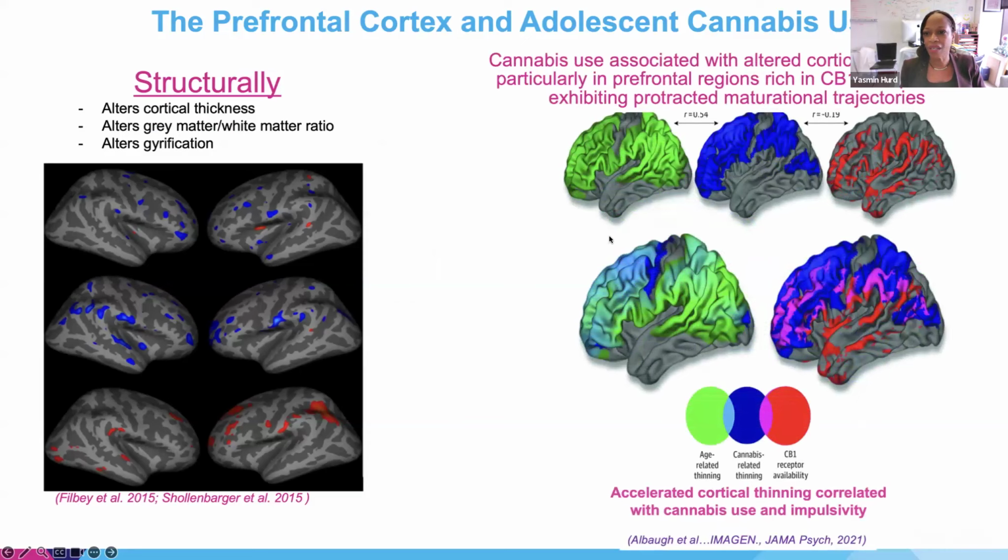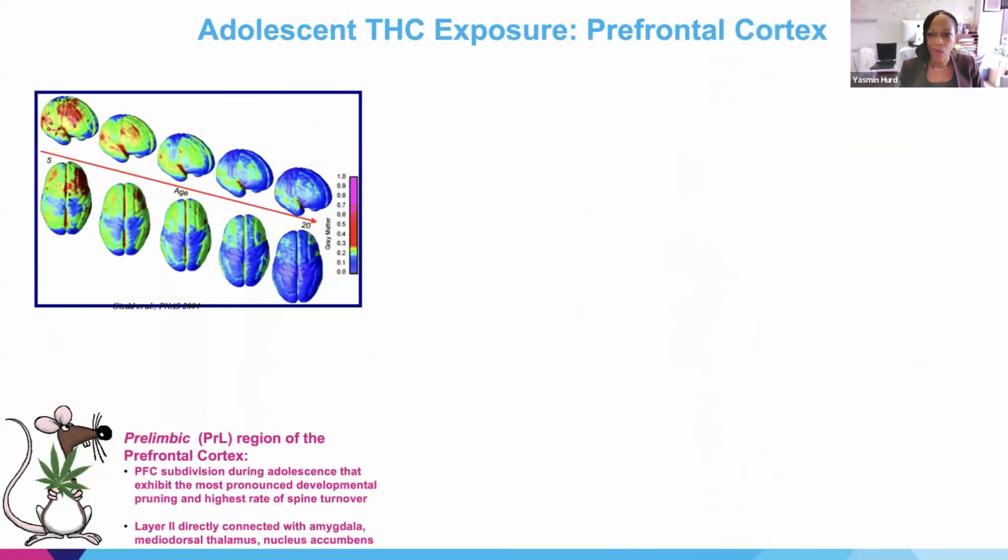A more recent study in Europe showed, again, that there's thinning of the cortex that correlated with cannabis use in the teens, as well as with their impulsive behavior, and that these changes were even associated with the areas of the cortex that were very rich in the cannabinoid receptor.